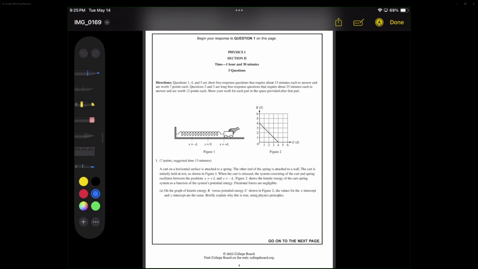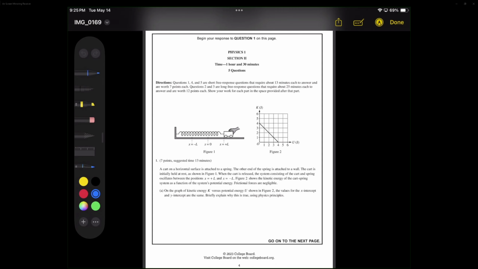Question 1. A cart on a horizontal surface is attached to a spring. The other end of the spring is attached to a wall. The cart is initially held at rest as shown in figure 1. When the cart is released, the system consisting of the cart and spring oscillates between positions x equals plus L and x equals minus L. Figure 2 shows the kinetic energy of the cart spring system as a function of the system's potential energy. Frictional forces are negligible. Part A.